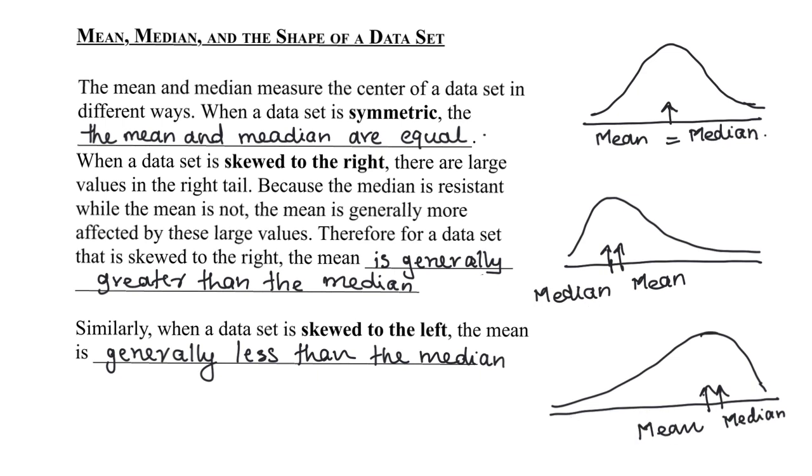Similarly, when the data set is skewed to the left, there will be small values in the left tail and the mean will be affected too much by these extreme values. So, the mean will be on the left side of the median, that means the mean will be less than the median, because median is resistant, but mean is not.